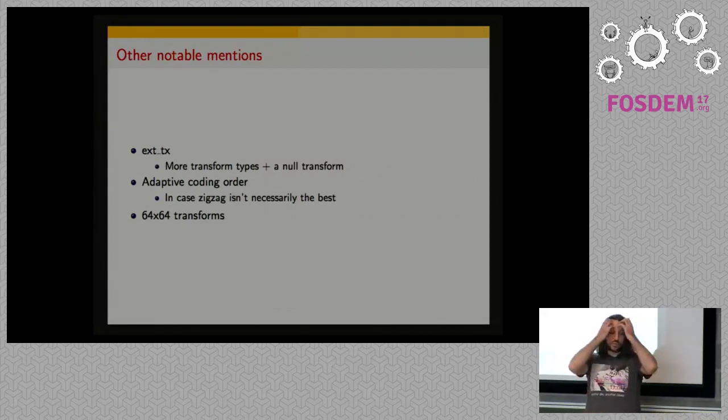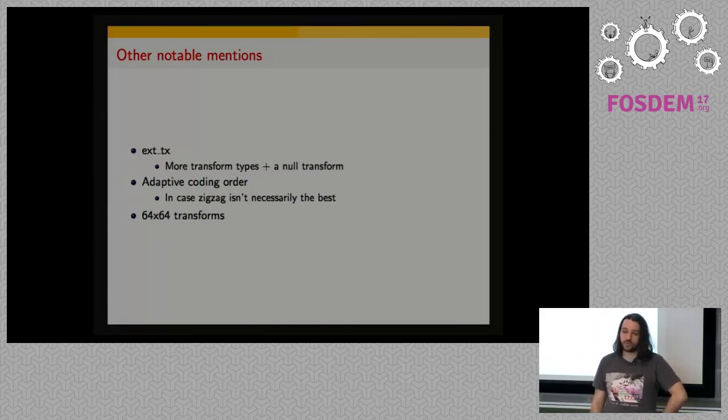There are also some experiments which I cannot really dedicate the entire time to talk about, but there's EXT-TX, which will give more transforms, which as I already mentioned will be a bit of a problem for CFL, but I'm sure we can make do with it somehow. There's also an adaptive coding order, so the old zigzag, which isn't patented anymore, turns out may not result in the best encoding efficiency. If you have other patterns you can use, and you can do RDO to figure out which pattern is the best, then if the experiment turns out to give improvements, we'll also make it in. And also there's 64x64 transforms, which we aren't quite certain will make it in, but will provide big gains on any kind of large uniform images.